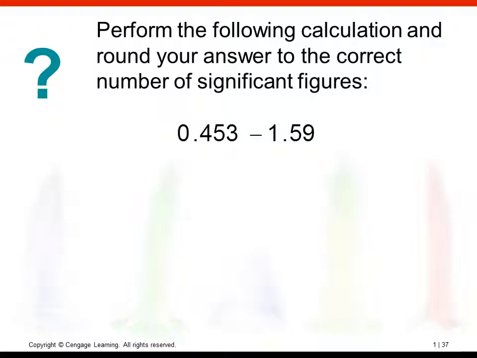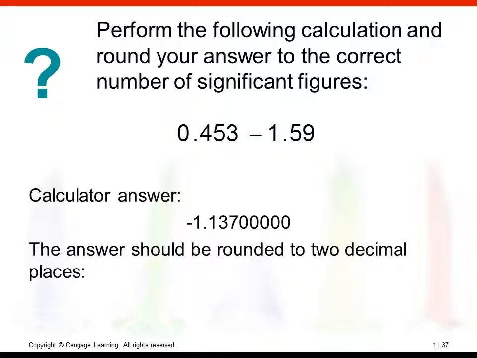When subtracting, you simply look at the points past the decimal, perform the operation, and then round based upon that. For example, 0.453 has 3 decimal places, and 1.59 has only 2. So I round this answer, negative 1.1370000, to negative 1.14, so that it has 2 decimal places, like 1.59.